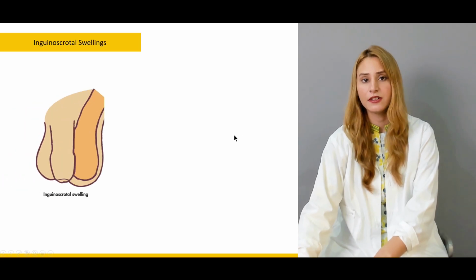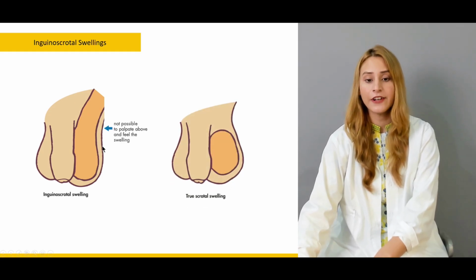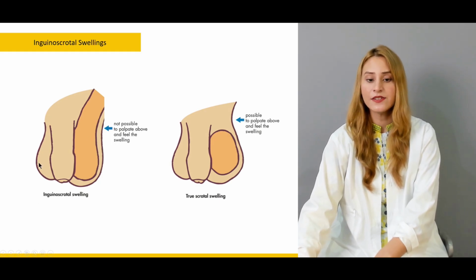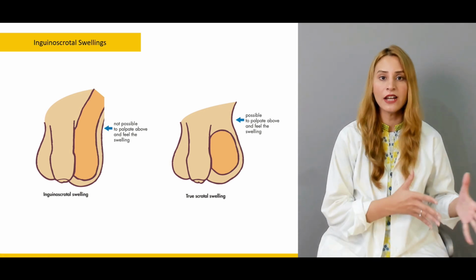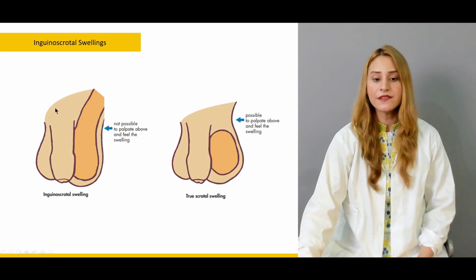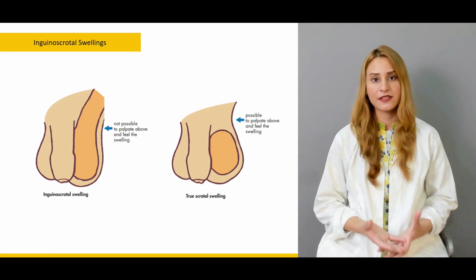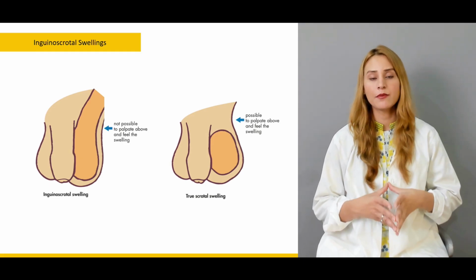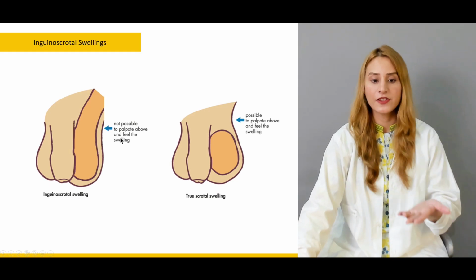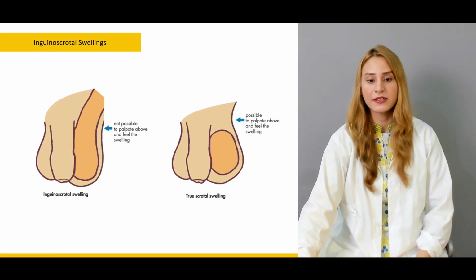So there can be other swellings as well in the inguinoscrotal region, right? This is something very important to know. In case of the inguinoscrotal swelling, and this is basically not a scrotal swelling, you have to differentiate between the inguinoscrotal swelling and the scrotal swelling. In case of the inguinoscrotal swelling, you cannot get above the swelling, right? You can palpate the inferior margin of the swelling, but you cannot palpate the superior margin of the swelling, because it is coming deep down from the abdominal cavity. So it is not possible to palpate above and feel the swelling.